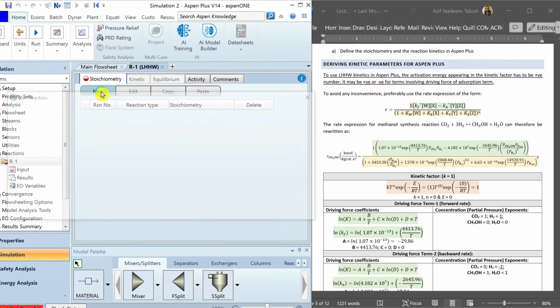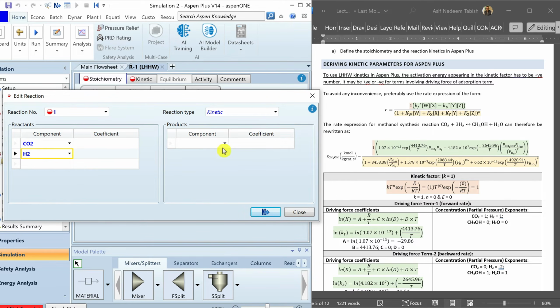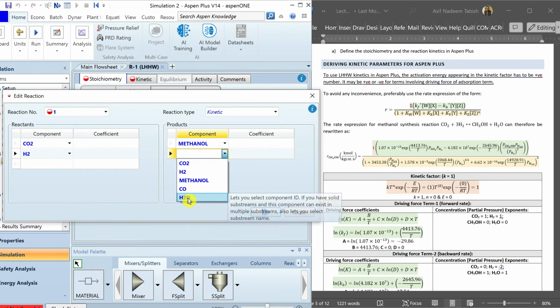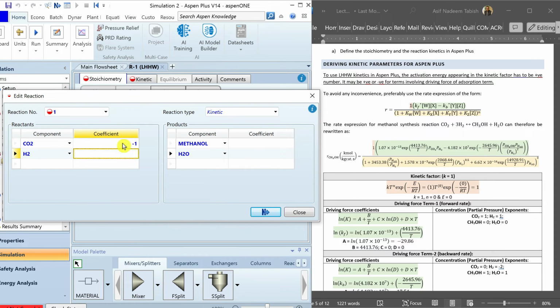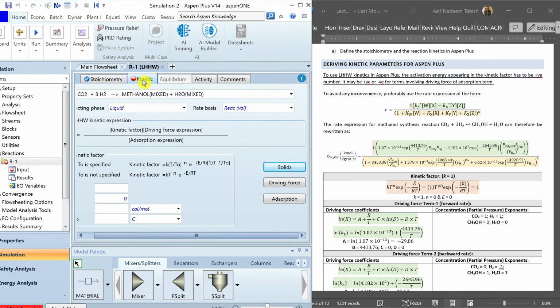Here the first reaction is reaction between carbon dioxide and hydrogen to produce methanol and water. 1 mole of carbon dioxide reacts with 3 moles of hydrogen to produce 1 mole of methanol and 1 mole of water. It's a kinetic reaction, so choose the reaction type as kinetic. First reaction stoichiometry is complete. Let's define the kinetics first and then we will add the second reaction.